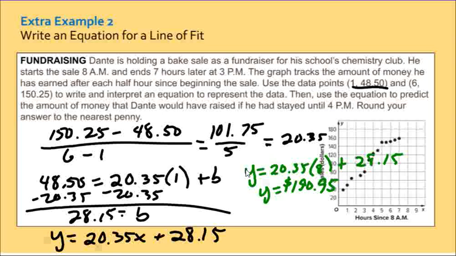So what would we interpret this being? This 20.35 would be per hour. So $20.35 per hour he earned, and he earned, this is the earnings at the start.